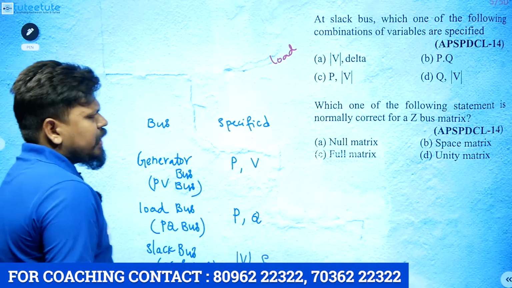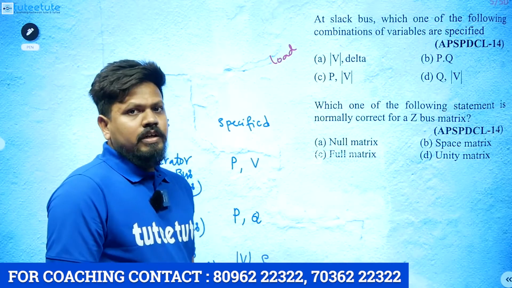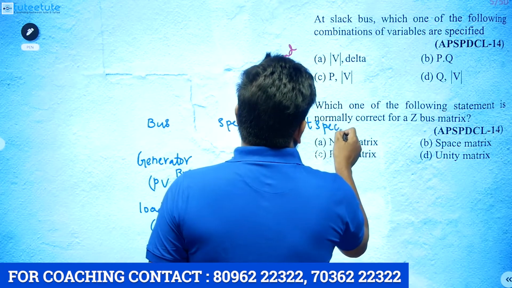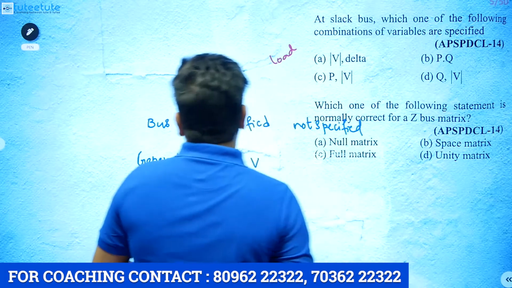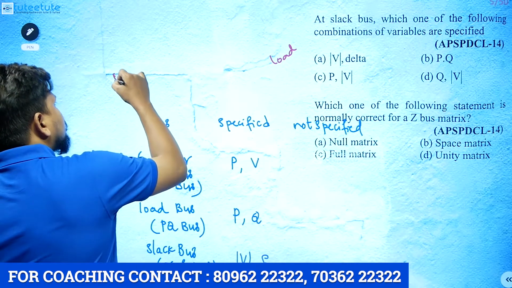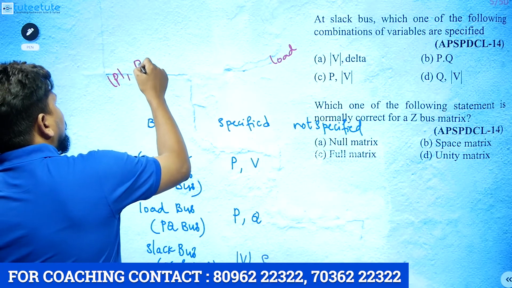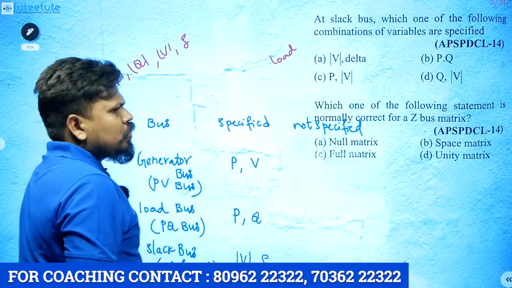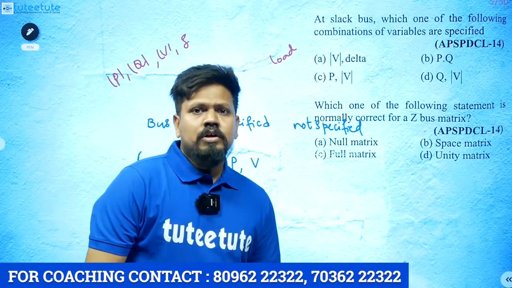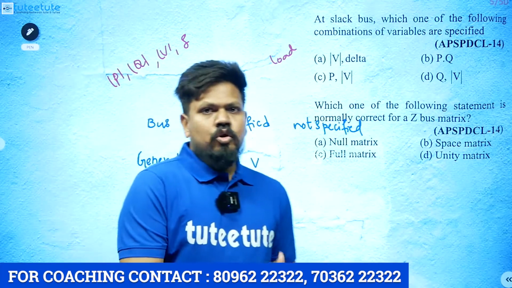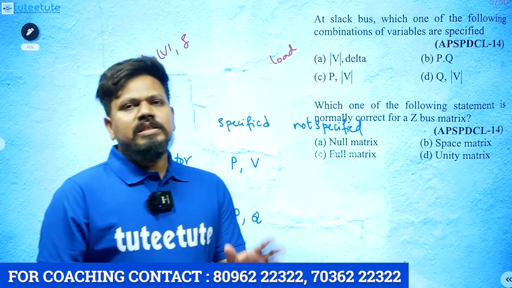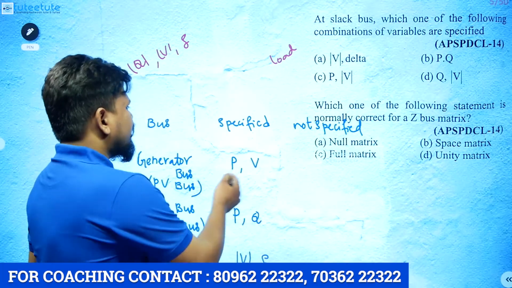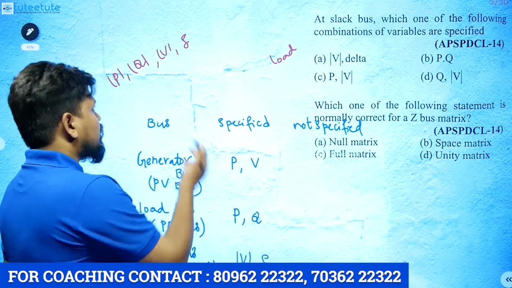Then what are the not specified things? We have to just check. What are the parameters for any bus? Active power, reactive power, voltage and delta. Only these four we need to check at each and every bus to understand about the loads. So if two are specified, what are the not specified ones?